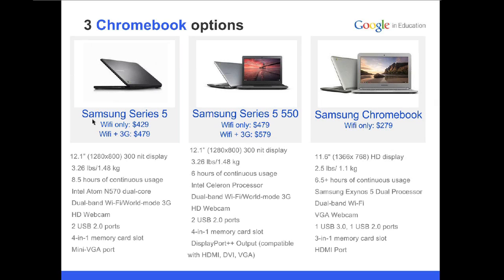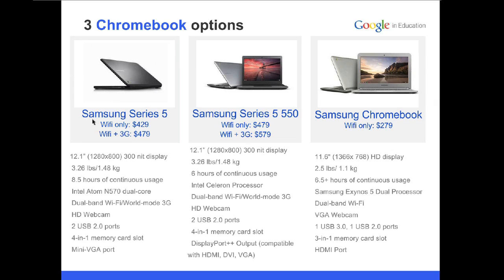The Samsung Series 5 550 is running on an Intel Celeron processor, so it is still our fastest and most powerful Chromebook on the market. Its battery life is about 6 hours, and the price point on this one is $479 for the hardware and the management console.